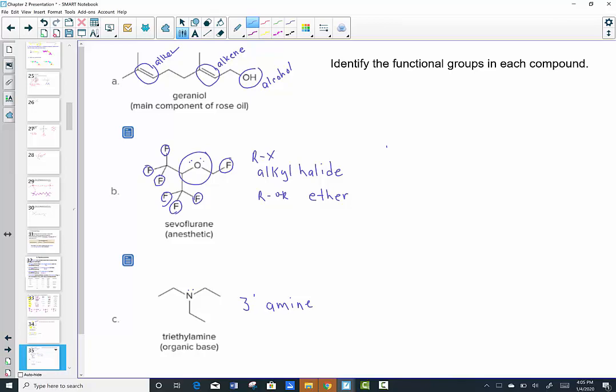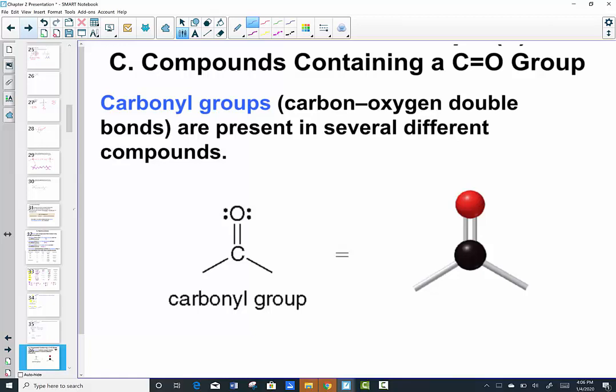Let's take a look at functional groups that contain a multiple bond. For instance, the double bond carbon to oxygen. This is known as a carbonyl. The carbonyl group is a C double bond O, and it really contains quite a few different functional groups depending upon what else is attached to it. So the carbonyl carbon double bond represents quite a few functional groups.